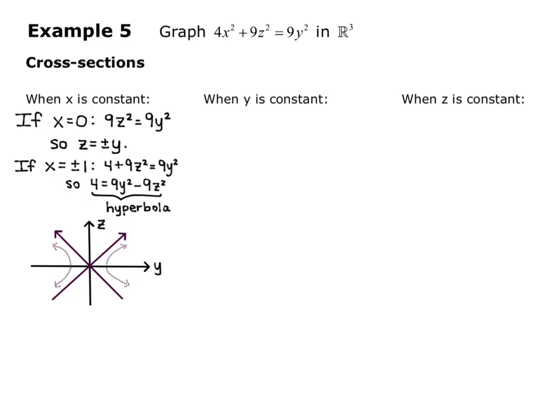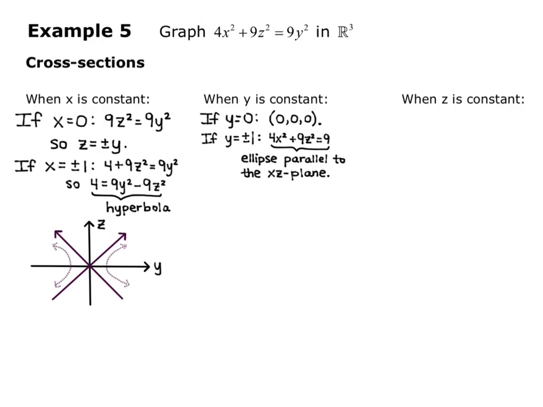When y is constant, if y equals 0, then we have 0, 0, 0. So we know that we're going to have a point at the origin, which we already knew from those two lines crossing at the origin. If y equals plus or minus 1, then we get the equation 4x squared plus 9z squared equals 9. Now we know this is an equation of an ellipse. So this is an ellipse parallel to the xz plane.